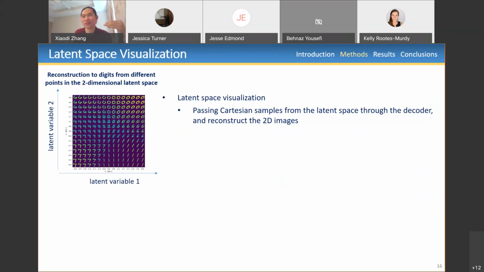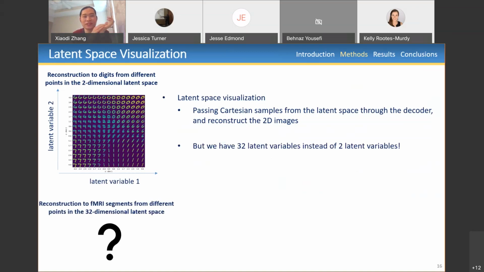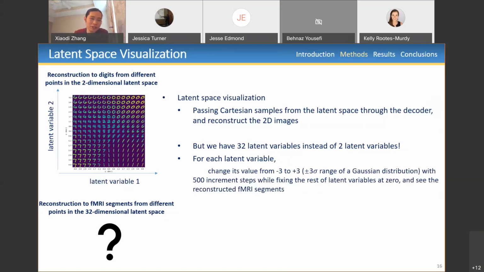And it sort of evolves continuously along any direction. So this is a technique that we will use. But here for the brain data, we have 32 latent variables, and trying to project into a 32-dimensional latent distribution, it's hard to imagine what the figure will look like. So to overcome this problem, we try to visualize only one at a time. So formally, for each latent variable, we change its value from -3 to +3.